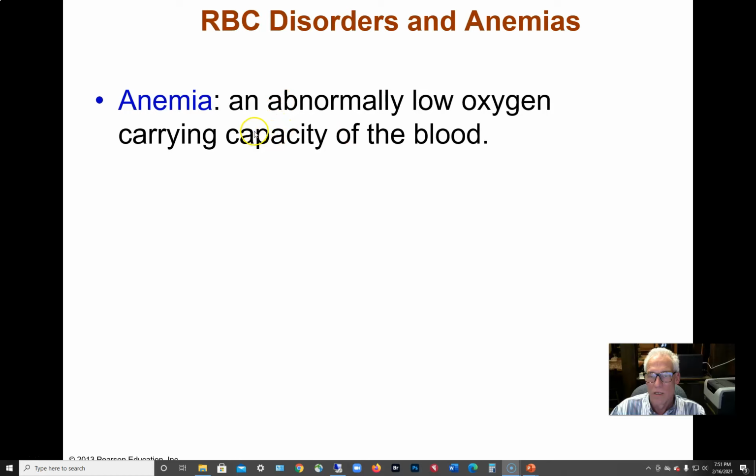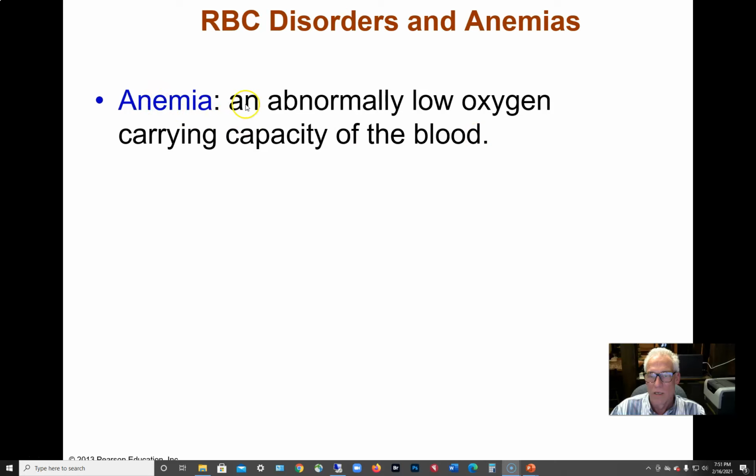Anemia. Let's get this definition. Now remember, when you're studying, don't just zip out to Google to get definitions. If I give you a definition, you can bet that I want you to know that definition. There's lots of alternatives, and I don't like them.